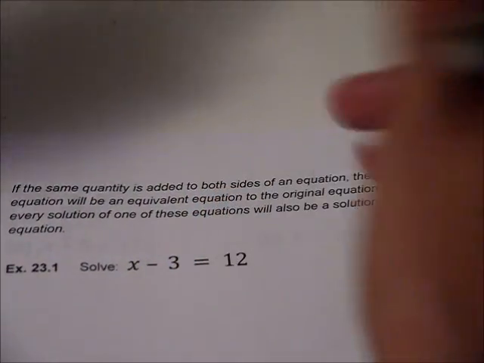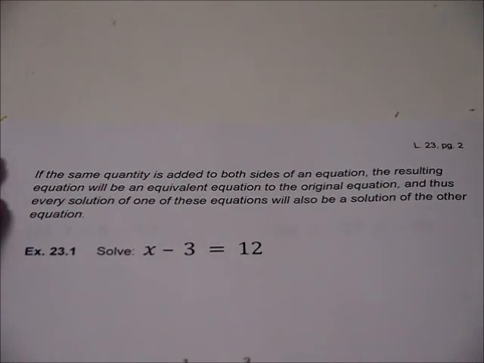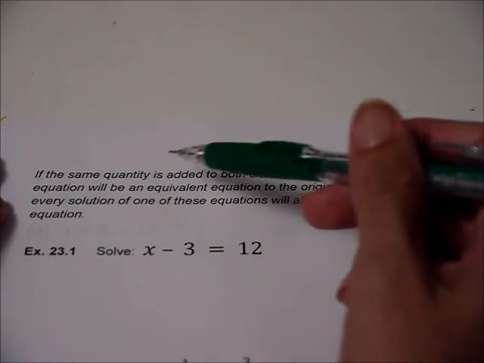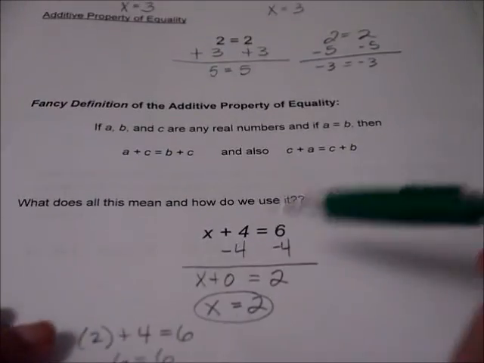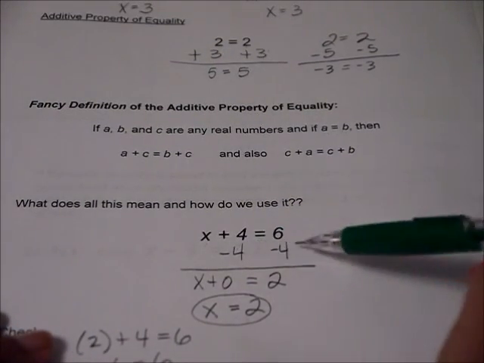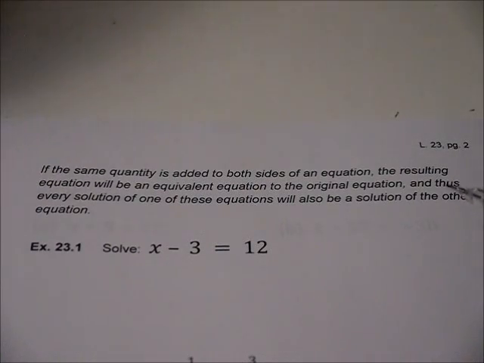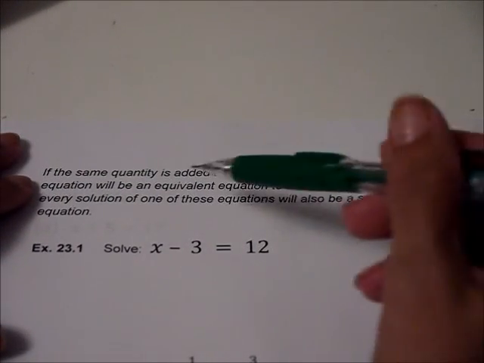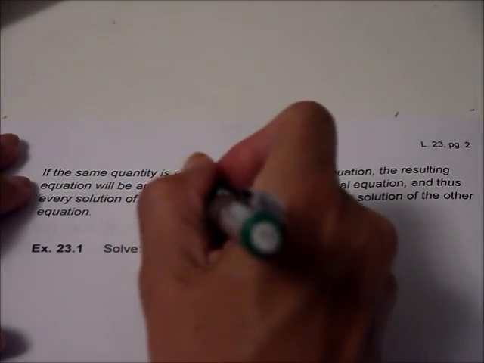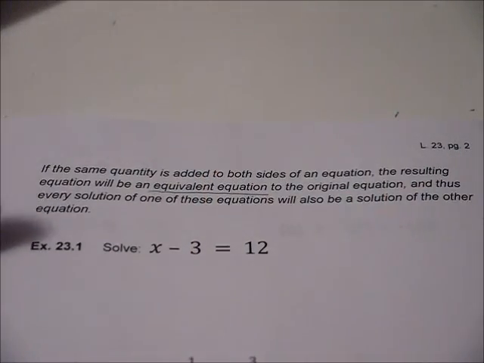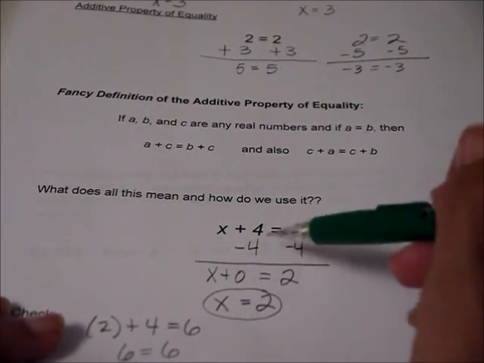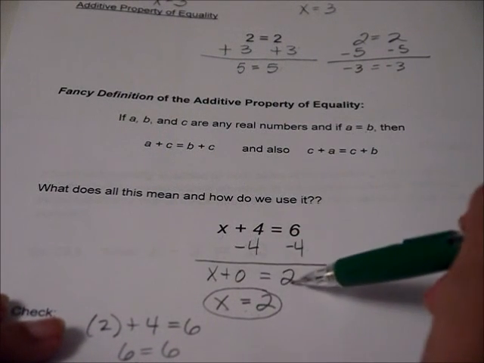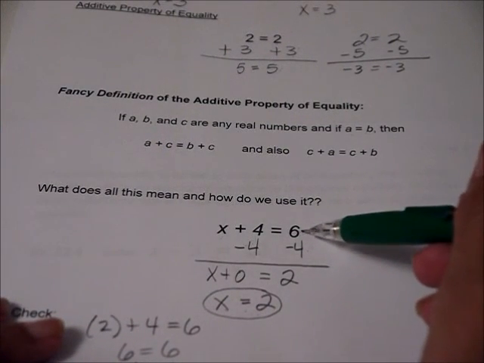This is an interesting statement, and you're going to see it again in the next lesson or so. If the same quantity is added to both sides of an equation, which is what we did, right? The resulting equation will be an equivalent equation to the original equation. So they're saying nothing changed. These stay equivalent. So now I have x equals 2 was an equivalent equation to this.